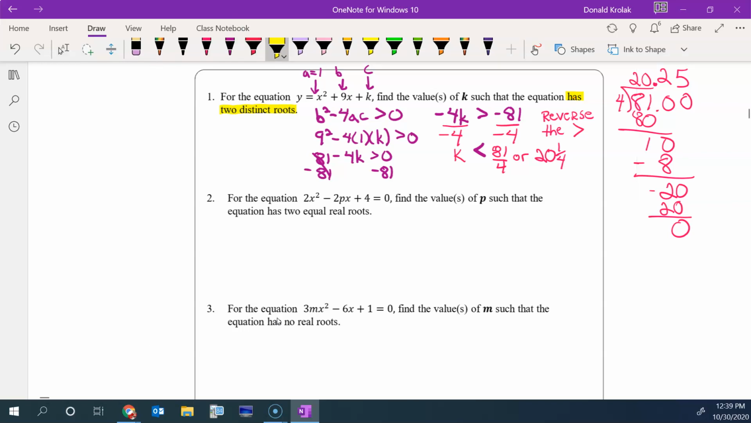So our second one now is find the values of P such that the equation has two equal roots. So that means our discriminant is equal to 0.